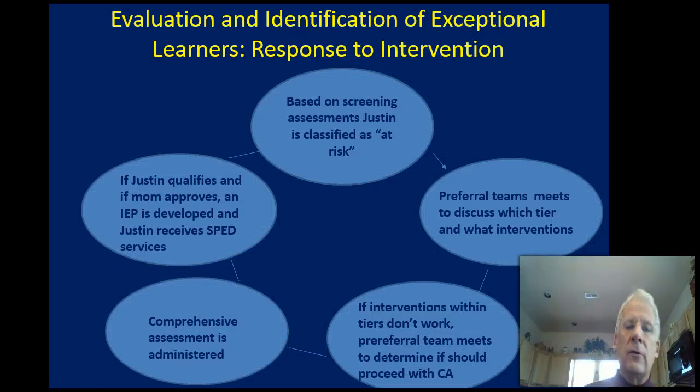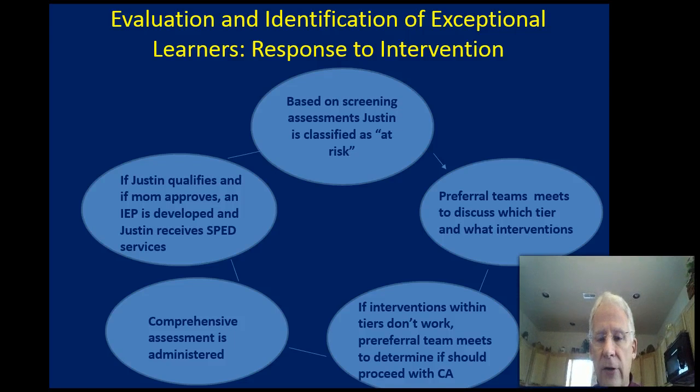All right, so let's zoom out a little bit and take a look at the big picture here. How would Justin get to special ed if he needed it? Well, let's start at the top. Let's say that based on screening assessments, probably formative assessments, maybe even some summative assessments, we'd probably look at both together, we classified Justin as being at risk. In other words, he's got some academic or behavior issues.